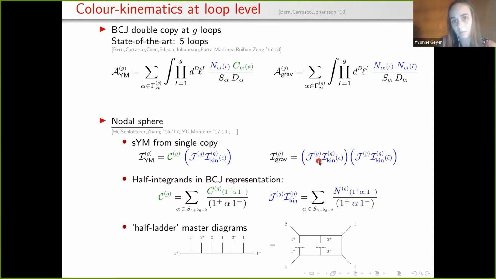So let me remind you, this was the supergravity ones, and we just substitute one color factor here, where these color and kinematic half integrands are again given by sum over these Parke-Taylor factors that correspond to half-ladder master diagrams. And in particular, both the color and the numerator factors here are BCJ numerators for these half-ladder masters.